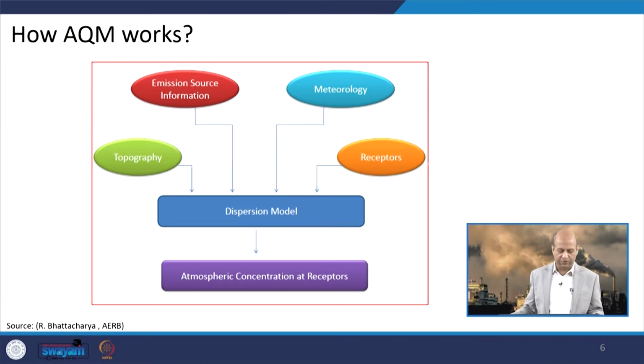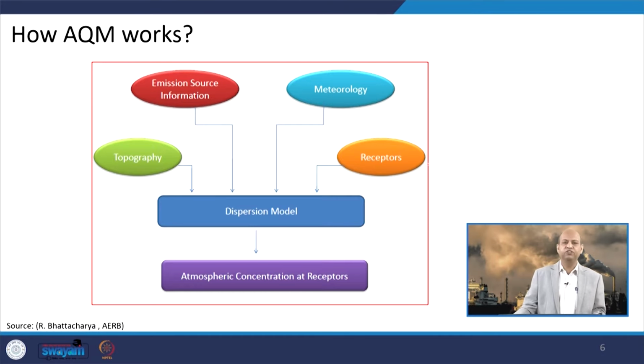So, you can see this pictorial representation. Emission source information must be there, as we discussed: how much emission is coming, which pollutants are there. Then meteorological parameters, as we discussed, like temperature, wind velocity, etc. Receptors related, for example, if it is a very sensitive ecozone, or maybe at a particular location there is a school of kids, hospitals, those kinds of things.